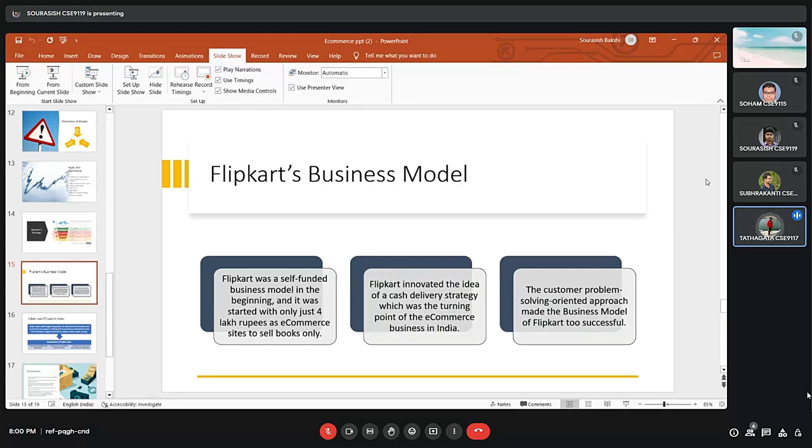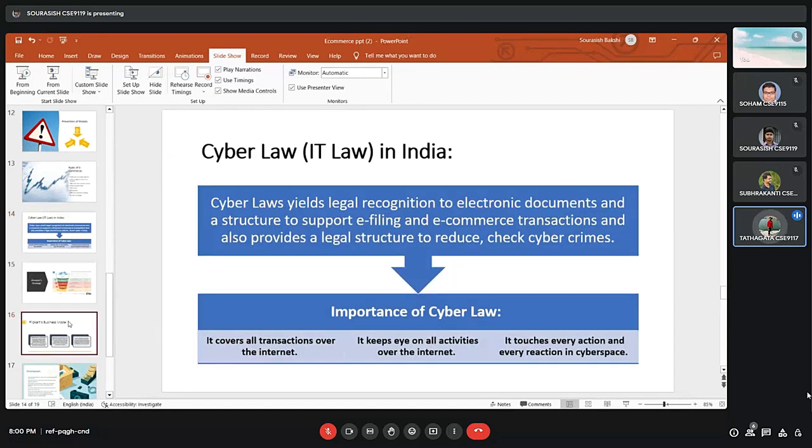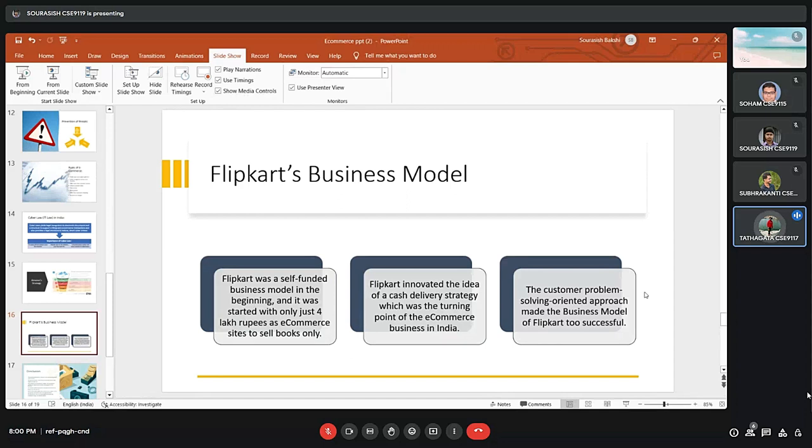So apart from Amazon, one of the other biggest companies in the Indian e-commerce world is Flipkart, and we all know that Flipkart was the first e-commerce company, established in 2007 in Bangalore by Sachin Bansal and Binny Bansal, selling only books at the beginning, but now it has a wide range of products. Flipkart was initially a self-funded business, and it started with just 4 lakh rupees to sell books. It innovated the idea of cash on delivery for the first time in the e-commerce world in India, which has played a major role in changing the condition of the market. And the customer problem-solving oriented approach made this business model of Flipkart very successful, right?